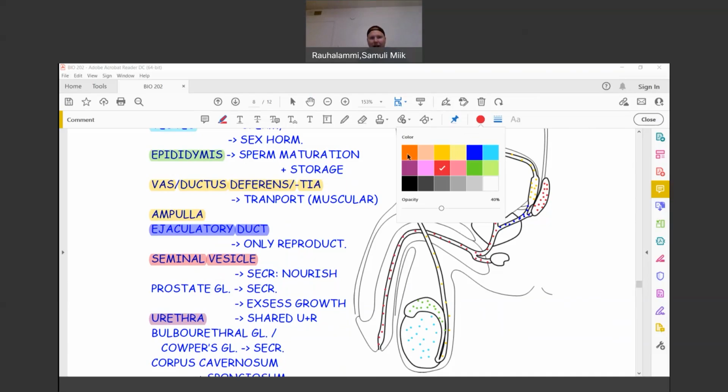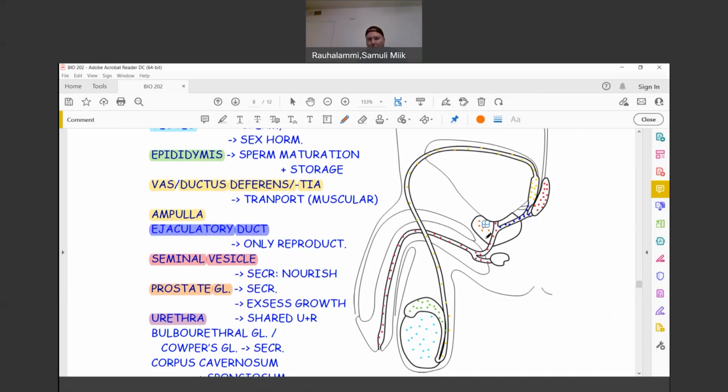What I'd like to highlight as the next structure is going to be our prostate gland. So let's discuss the prostate gland a little more. Of course, prostate gland secretions also add to the semen that we produce. But the reason why I really want us to take a moment to talk about the prostate gland is that a lot of men over 60, about half of us, end up with extensive growth of the prostate gland.